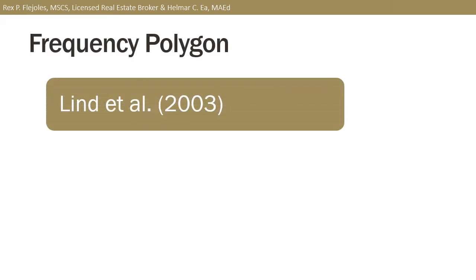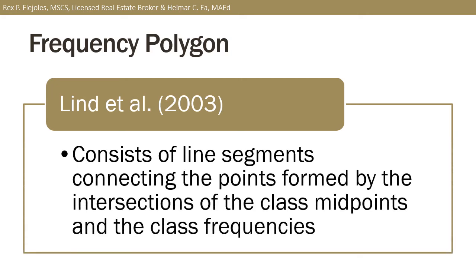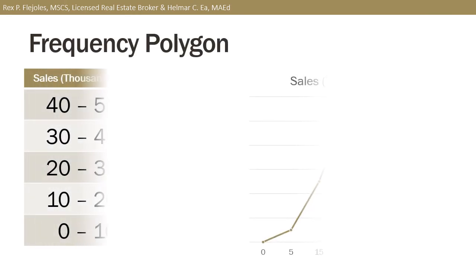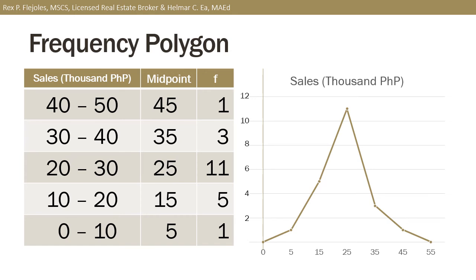Another graphical presentation is with frequency polygon. It consists of line segments connecting the points formed by the intersections of the class midpoints and the class frequencies. Both the table and the frequency polygon shows the distribution of sales in 1,000 pesos. In frequency distribution, the horizontal axis marks the midpoint while the vertical marks the frequency.